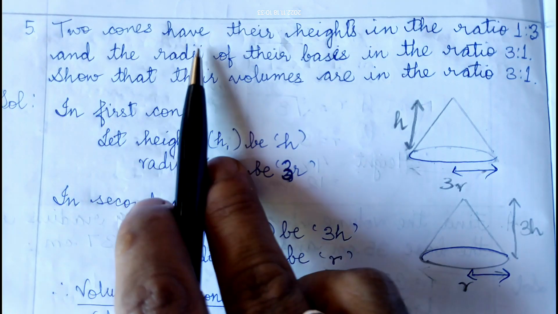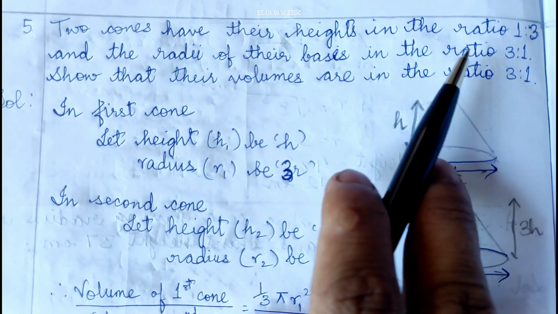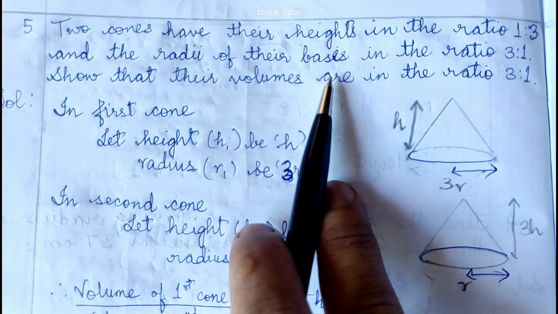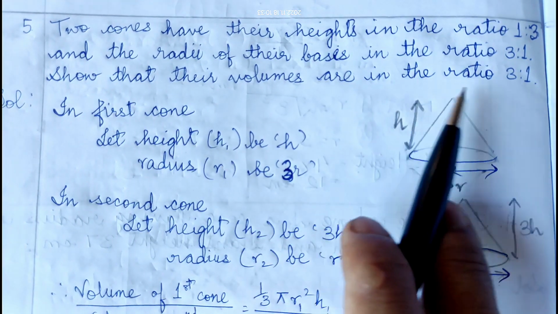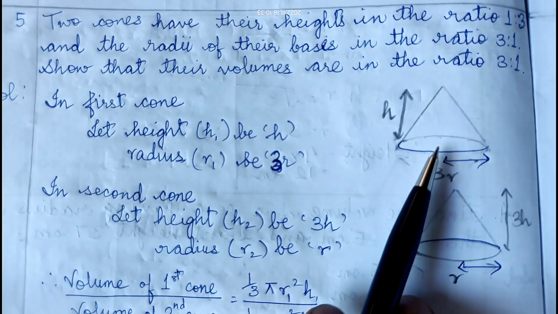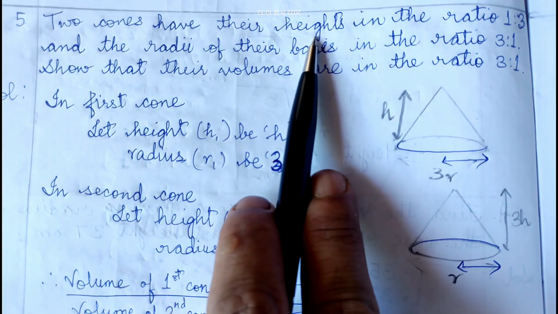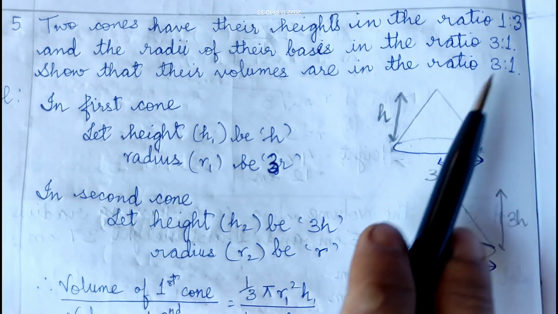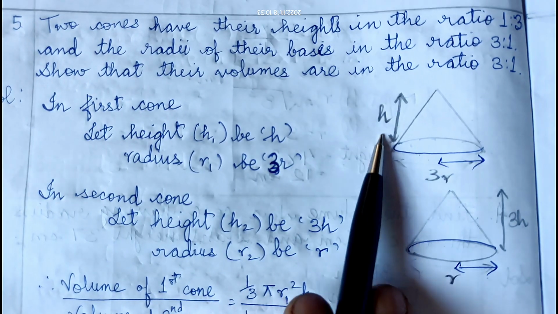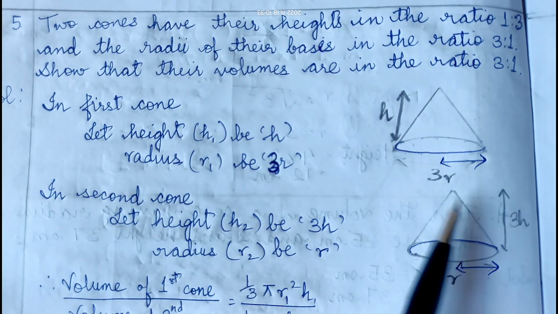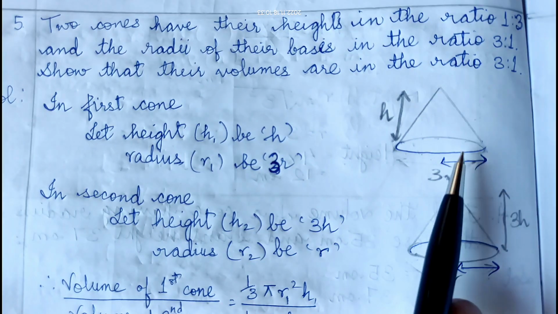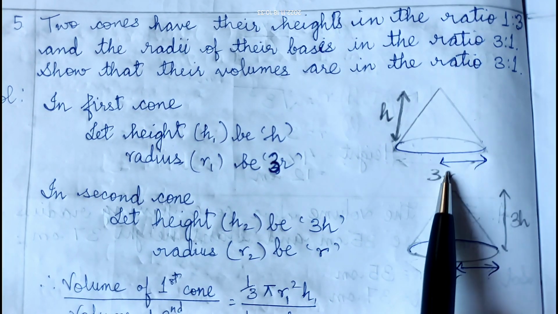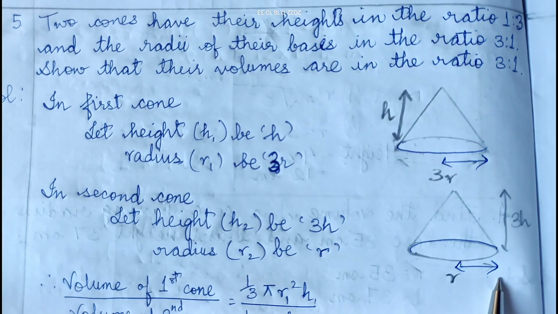Question number 5. Two cones have their heights in the ratio 1:3 and the radii of their bases in the ratio 3:1. Show that their volumes are in the ratio 3:1. Suppose these are the two cones. It is given that their heights are in the ratio 1:3. We can consider this height to be h and this height to be 3h. Again, it is given radii of their bases are in the ratio 3:1. Suppose radius of the first cone be 3r and second cone be r.